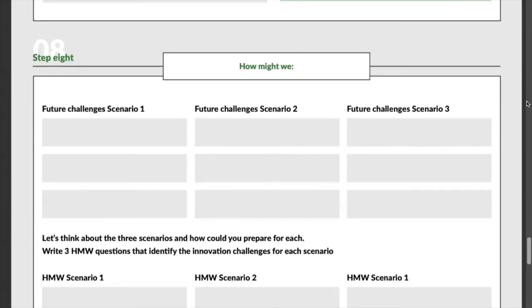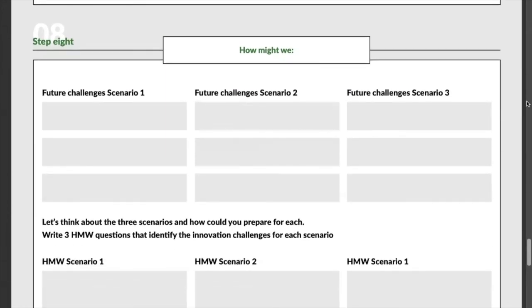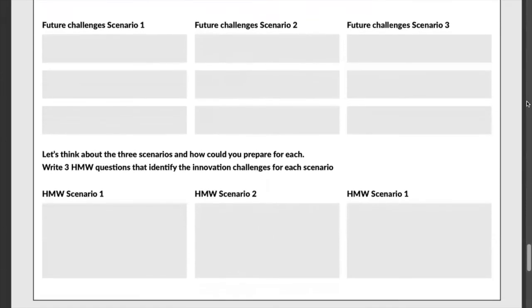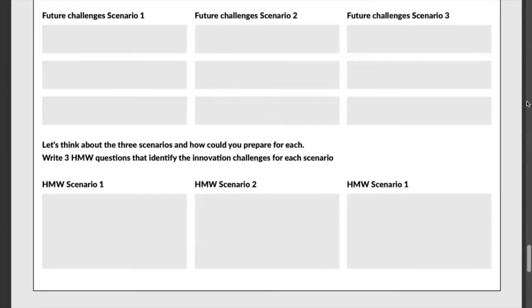Step 8 is the how might we questions. And for this, you will need to do future challenges scenarios. For scenario 1, for scenario 2, and for scenario 3. You'll have to come up with three different ideas that represent challenges you will face when understanding the scenario. After that, let's think about the 3 scenarios and how you could prepare for each. Write down 3 how might we questions that identify the innovation challenges for each scenario.